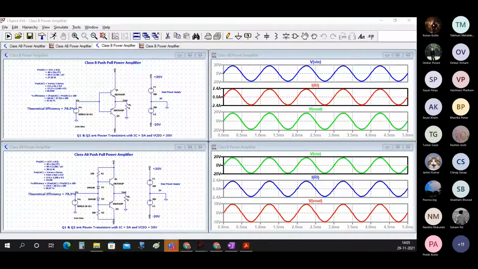Yes. Any doubts? Please unmute and ask. Sir, in class, I'm getting another graph for V out. Could you please check it? Just post it in the chat box. Sir, I've already posted it.